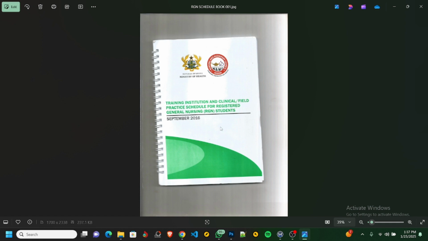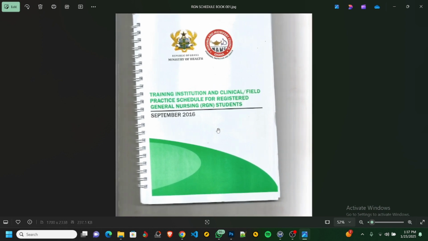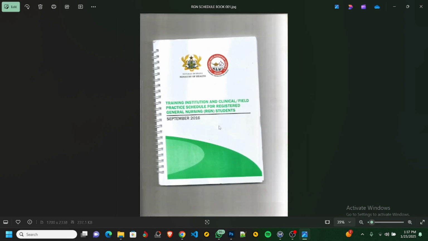And as you can see, this is a sample of it, and that's how the front page looks. So now we're going into it to see how things are and how it looks.